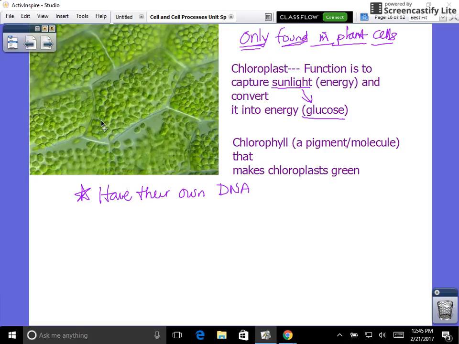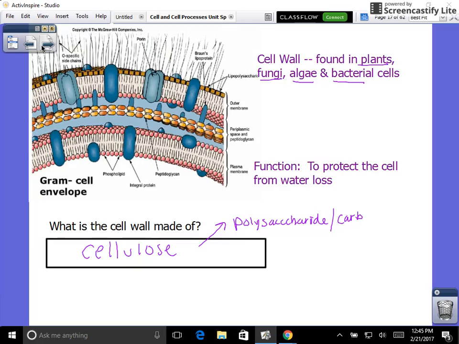Now, this is only found in plant cells, and it's a chloroplast. So all these little green things are chloroplasts here. You can't see any of the other parts of the cell. This is one cell right here, and it's packed with chloroplasts. Chloroplasts are going to capture sunlight energy and can help convert it into glucose. Now, chlorophyll is a pigment found in chloroplasts, which is what makes them green. Chloroplasts also have their own DNA. This goes back to the endosymbiotic theory, and they also have their own membrane.